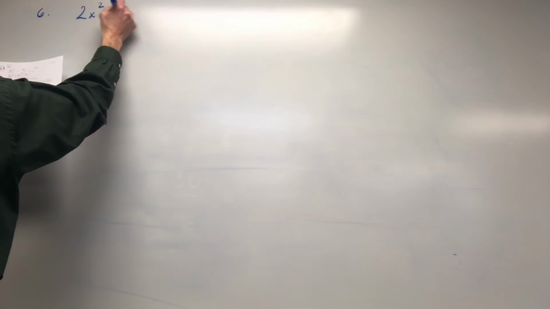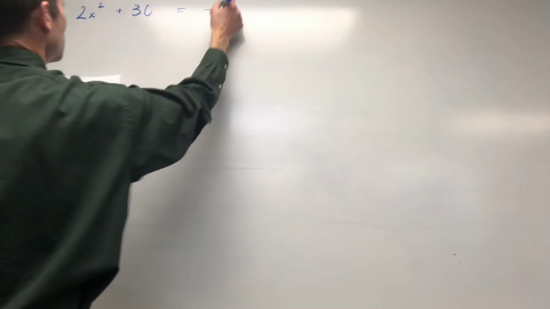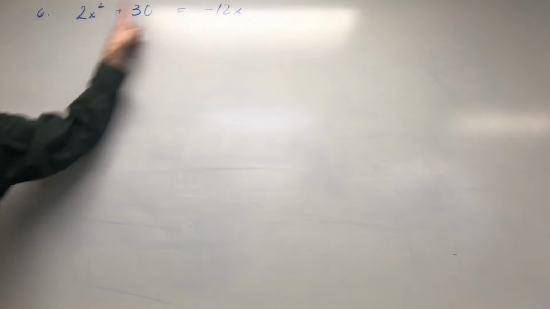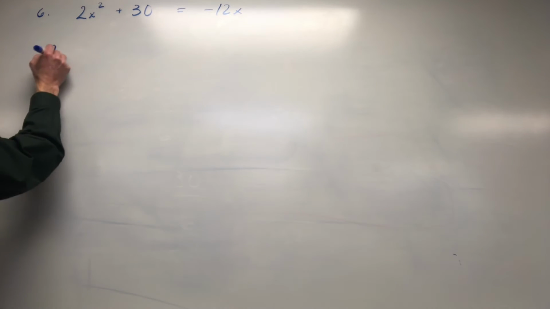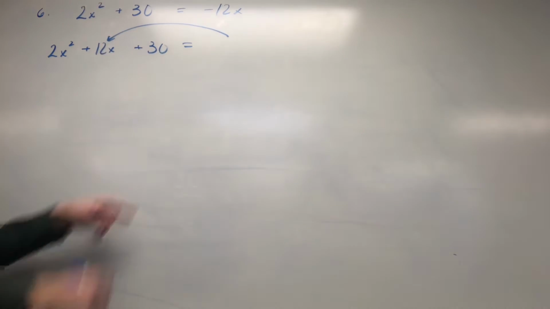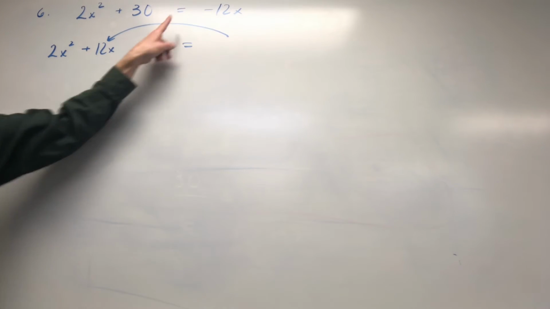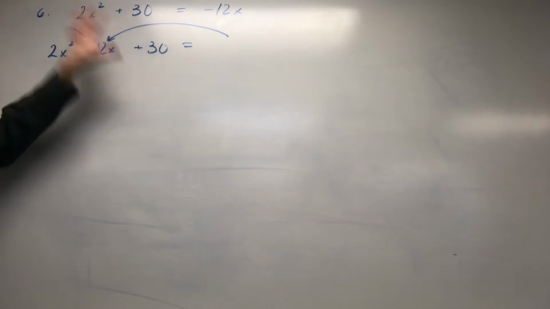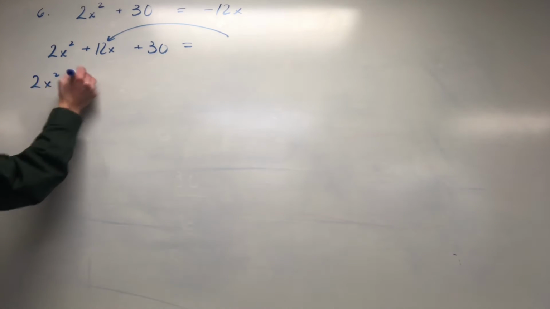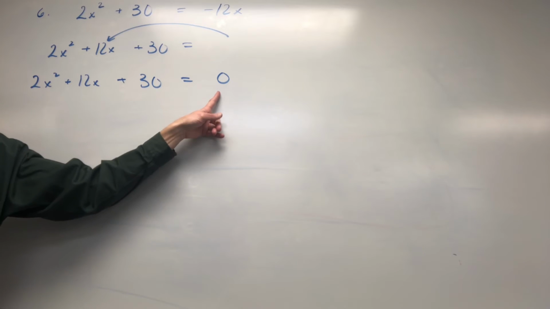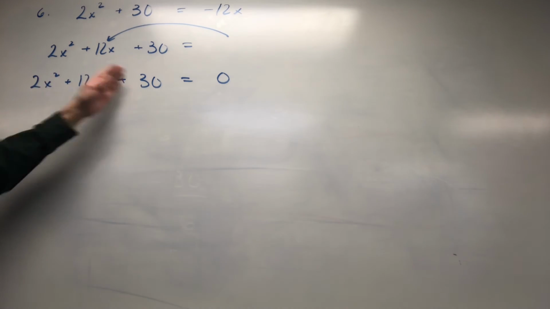2x squared plus 30. Oh, it's a 12x that's in the wrong spot. Okay, he's in the wrong spot. He's an x. He's got to be right in the middle. So let's get him where he needs to be. So he was a negative. When you moved him across the equal sign, that changes to a positive. But we got to get the whole family together. And it has to be equal to 0. So whole families together, x squared, then x, then number.